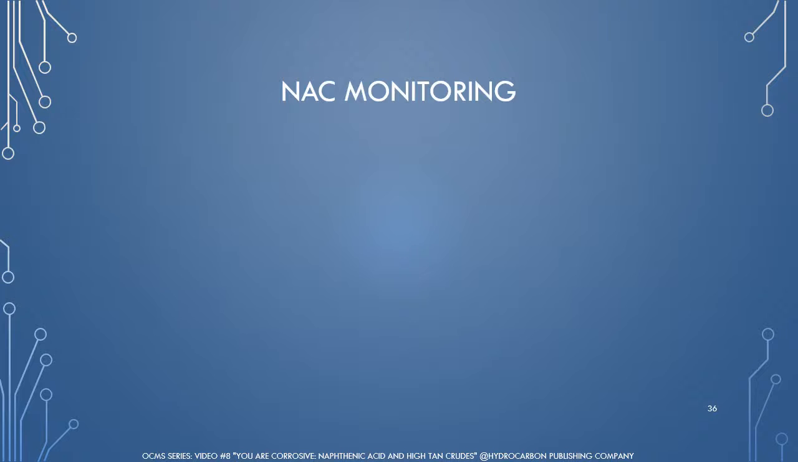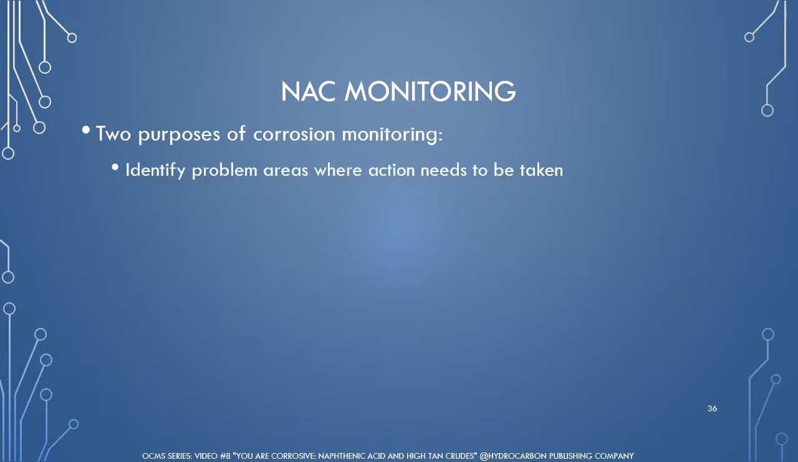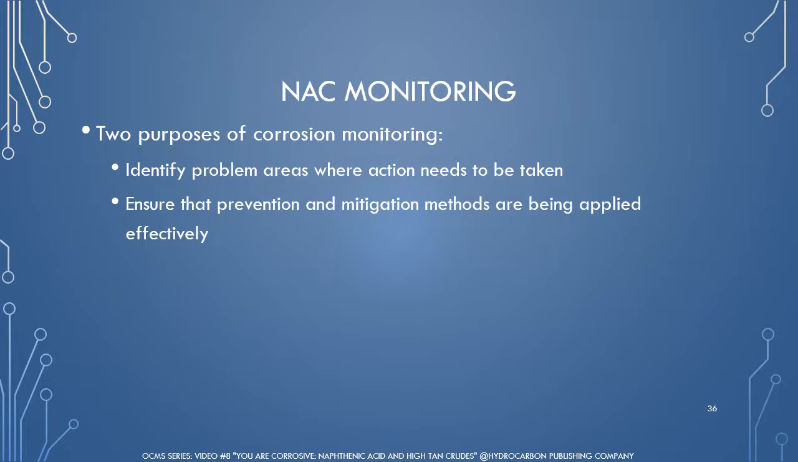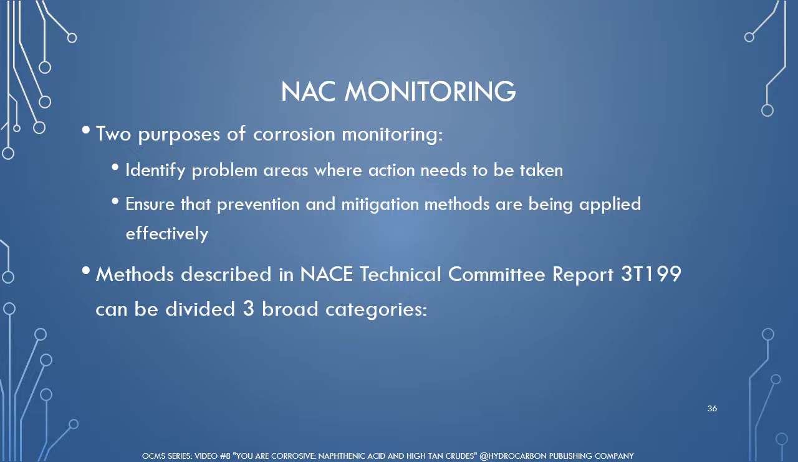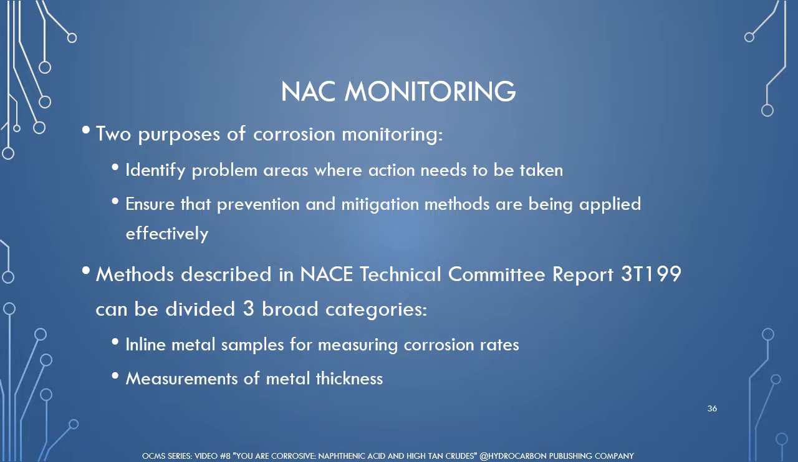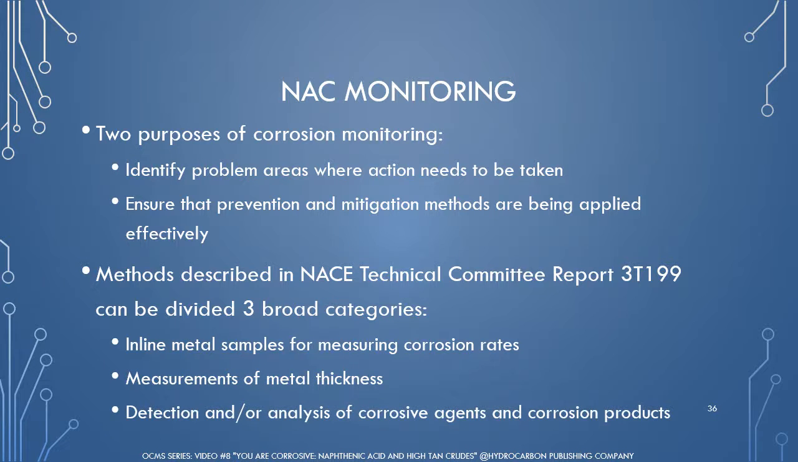There are two purposes of corrosion monitoring. The first is to identify problem areas where action needs to be taken, and the second is to ensure that prevention and mitigation procedures are being applied effectively. Methods to detect corrosion are described in the publication the NACE Technical Committee Report 3T199. These methods can be divided into three broad categories: inline metal samples for measuring corrosion rates, measurements of metal thickness, and detection and/or analysis of corrosive agents and corrosion products.